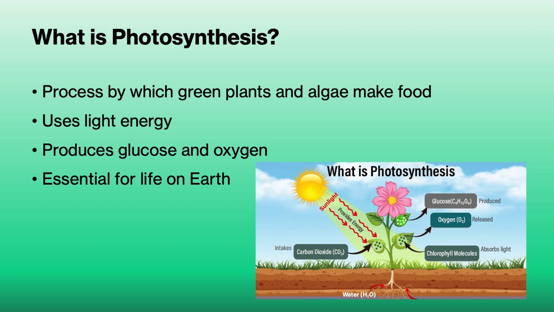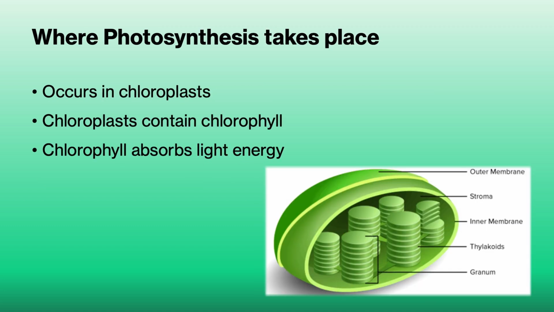This process is important because it produces food or glucose, which plants can use for releasing energy, and it also releases oxygen, which most living organisms need for respiration on Earth. So we know that photosynthesis is important. So now we move on to see where photosynthesis takes place.